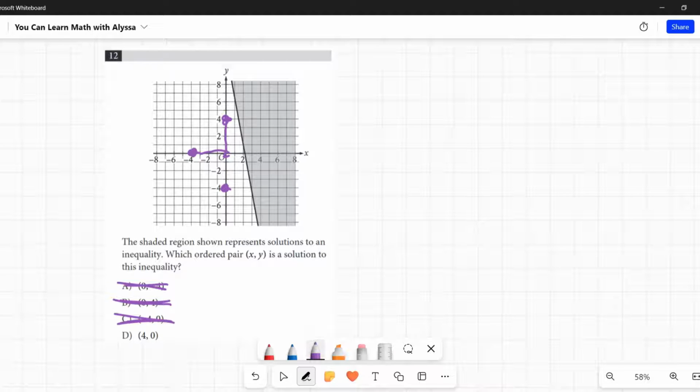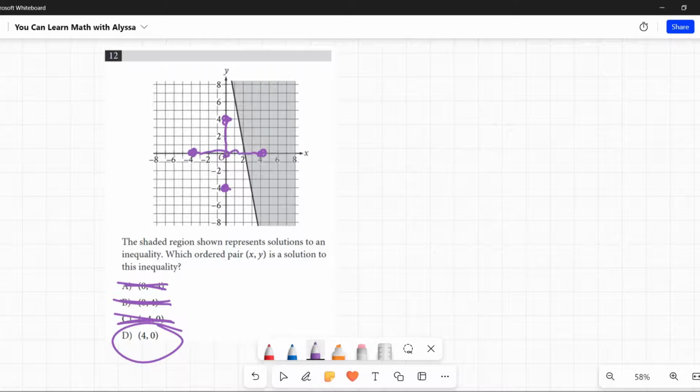Last one, it better be in there. 1, 2, 3, 4, and 0. There we are. 4, 0 is in the shaded area, so it is a solution.